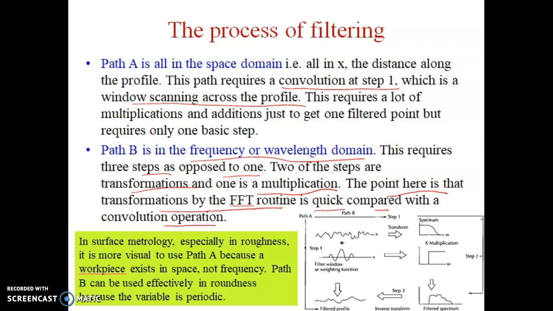the convolution operation. In surface metrology, especially in roughness, it is more visual to use path A because a workpiece exists in space, not in frequency. And path B can be used effectively in roundness filtering because the variation is periodic.